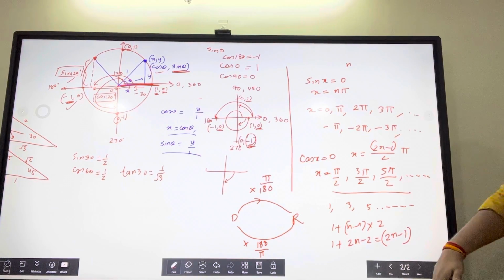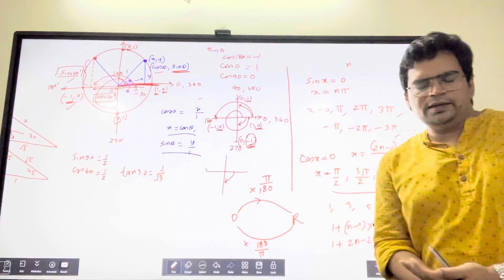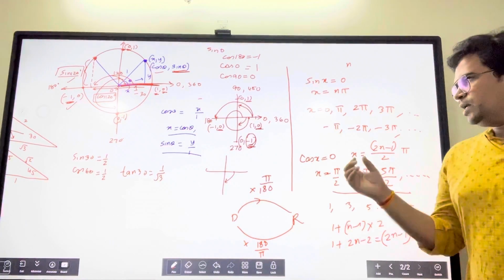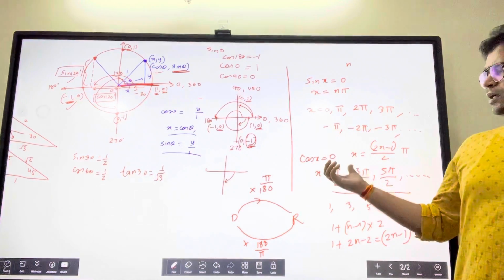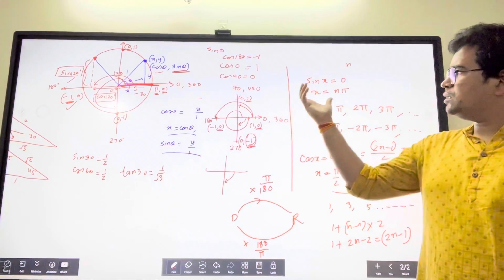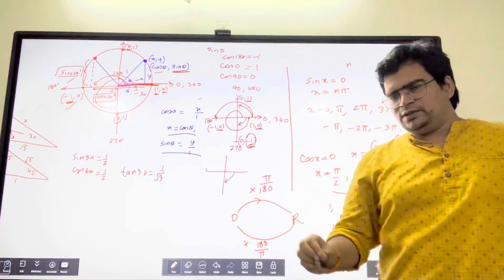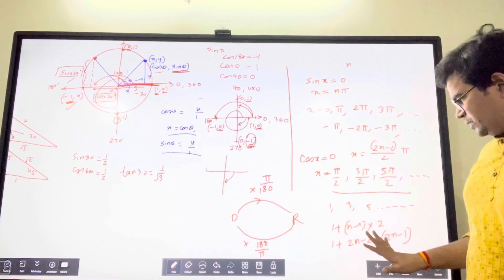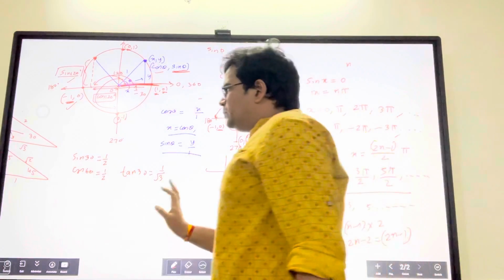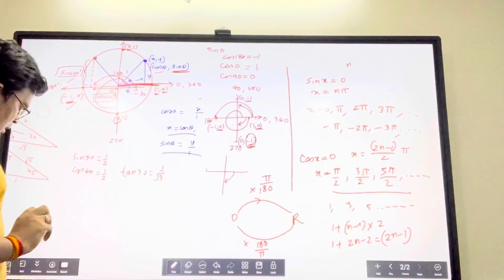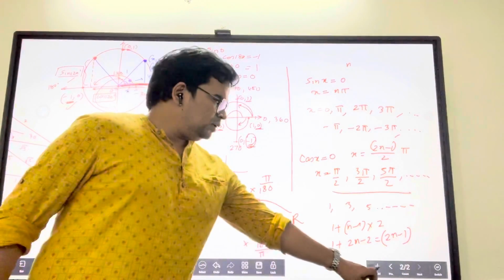So any odd multiple of 90 degrees will always have cosine as 0, and any angle along the x-axis will have sine equal to 0. So this is at least the basic, or you can say preliminary, part of the unit circle. Now I'll just touch base upon the next part.